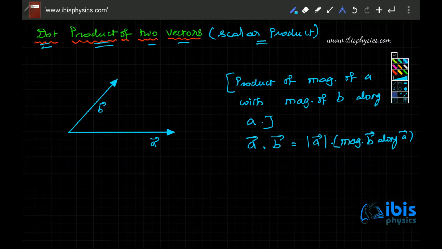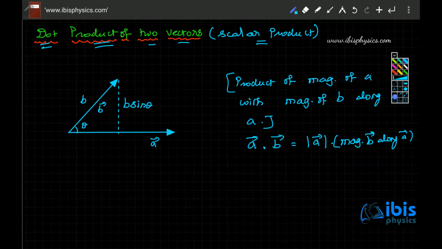How do we find that? Let's draw a line, thereby forming a right triangle. Suppose the angle between the two vectors A vector and B vector is theta. The length of the hypotenuse side, if this vector is B vector, the length of this line is B. In a right triangle, sine theta is opposite side by hypotenuse side. Opposite side is equal to hypotenuse side times sine theta. So the length of this is B sine theta.